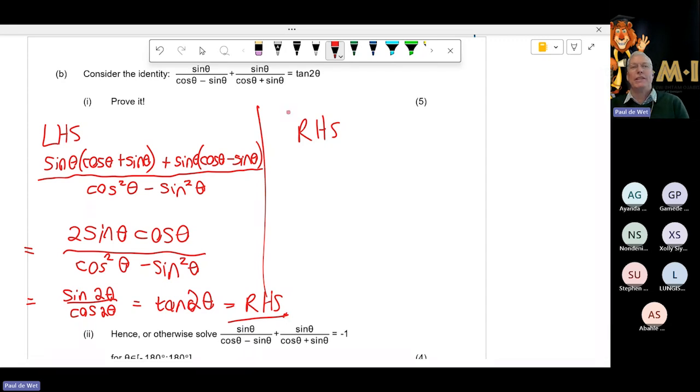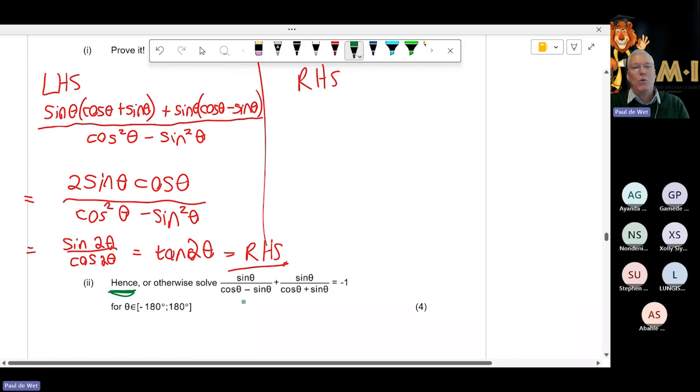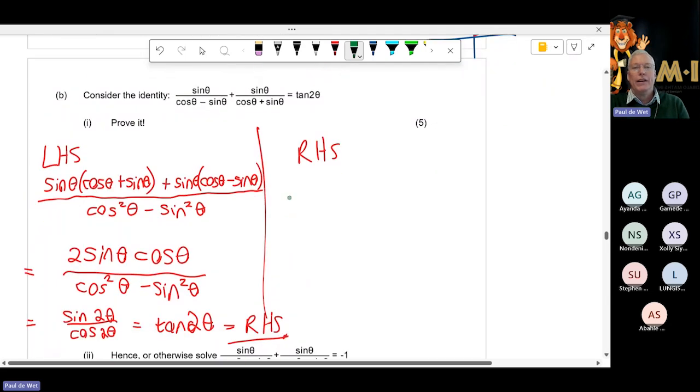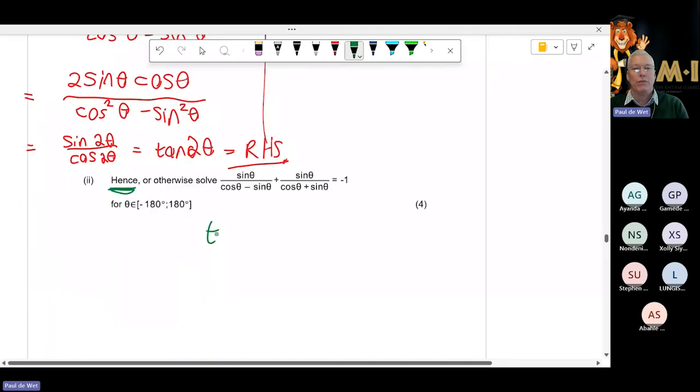All right, now guys, we keep saying this word. I've told you what this word means. It says, using what you've just done, solve this equation. Now this equation is not nice, but we know that this is tan 2 theta equals minus 1.